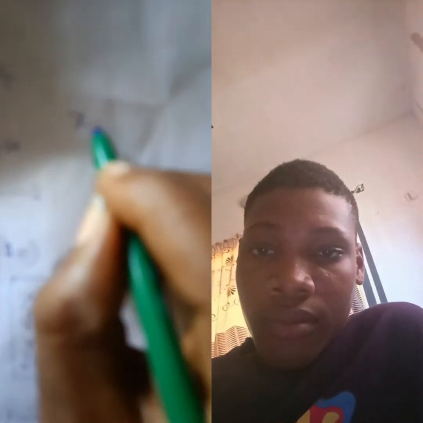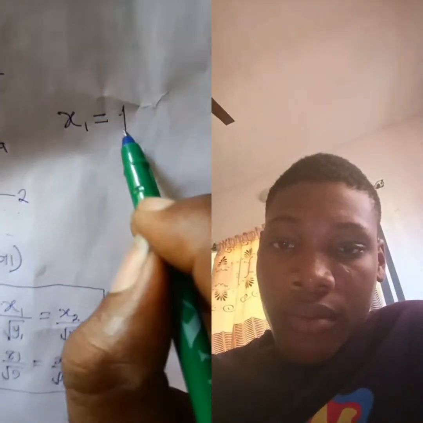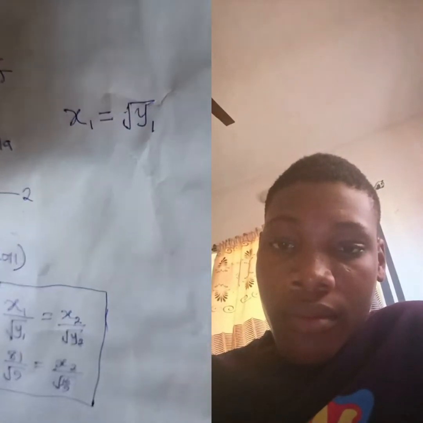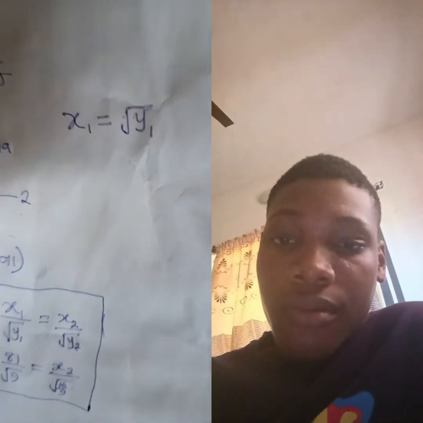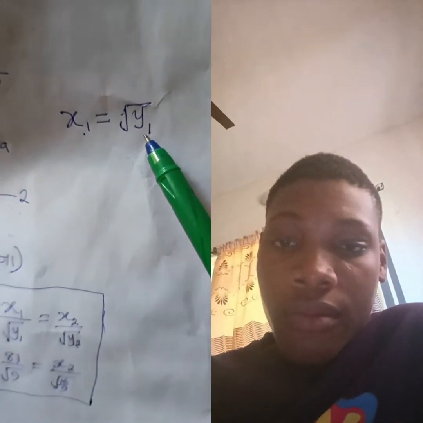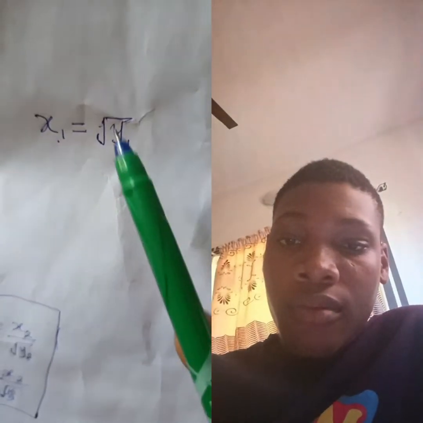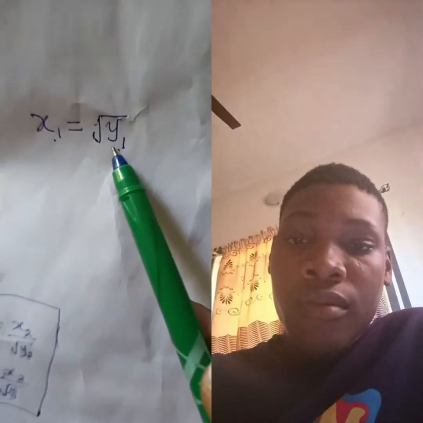x1 is equal to the y1 value. But remember that our y1 here is a square root, true or false? True. So x1 should correspond to the square root of y1. Whatever mathematical function they give you here, you use it.